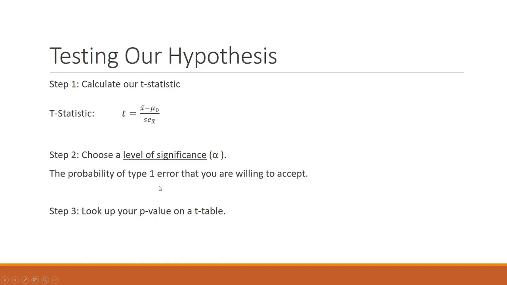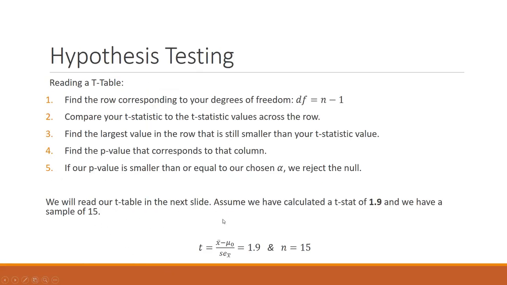Normally, actually exclusively, in our analysis alpha will be either 0.1, 0.05, or 0.01. All right, I'll show that more later. Okay, step three is we look up our p-value on a t-table. So how do we read a t-table? These are the steps. I'll show you what a t-table looks like in just a moment and run an example.